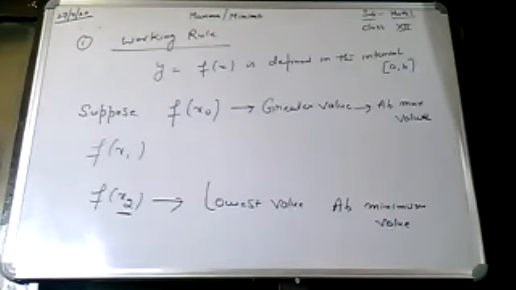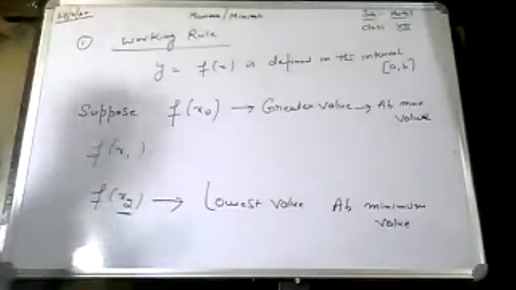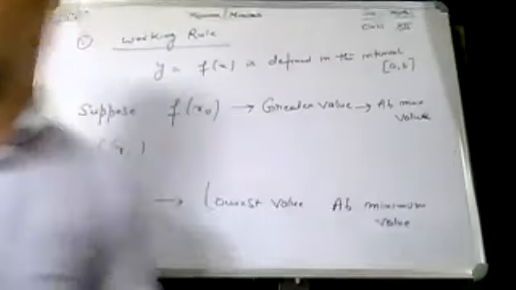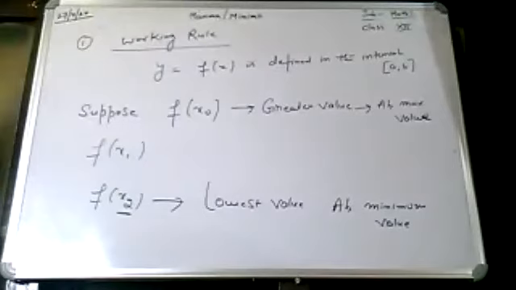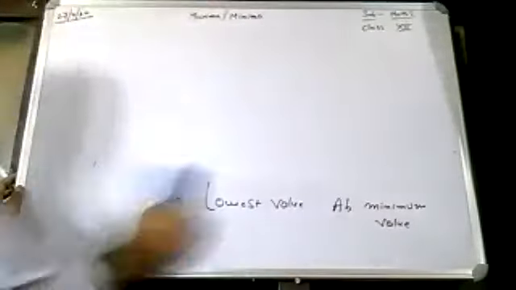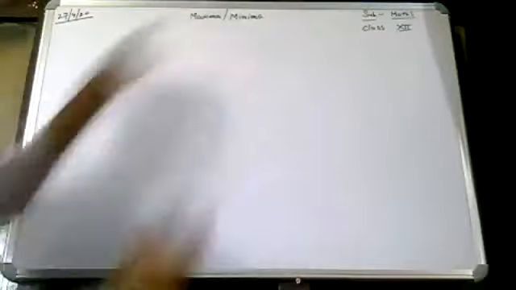Question number 5, 7, 8, 10, 11 and 12 are based on this concept, that is maxima and minima. So I am going to deal with question number 5, 7, 8, 10, 11 and 12. The rest of the questions are based on local maxima and local minima. That is a different topic. I am not going to mix two topics. I will only deal with maxima and minima today.